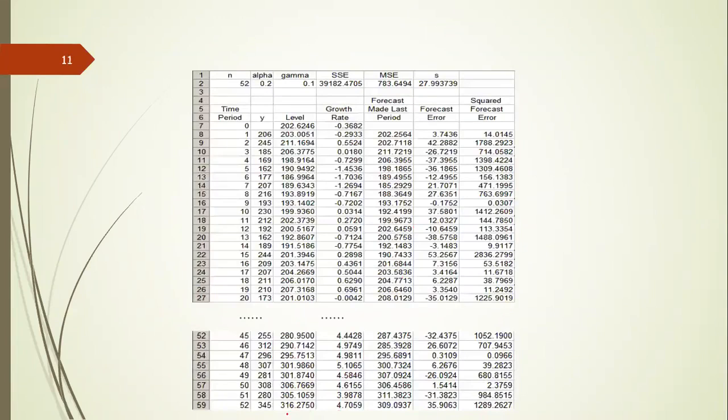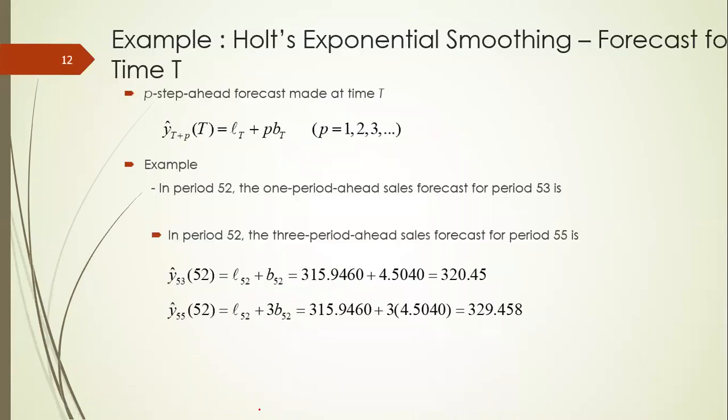Now, how do we move beyond 52? How do we move beyond 52 and actually forecast the future? When you are at 52, these values don't change, but what changes is the value of P. If you want to go T plus P, you know that you're at 52, so 53 would be P equal to 1. So one period, 1 week into the next year. So it's L52 plus B52. So it comes out to be 320.